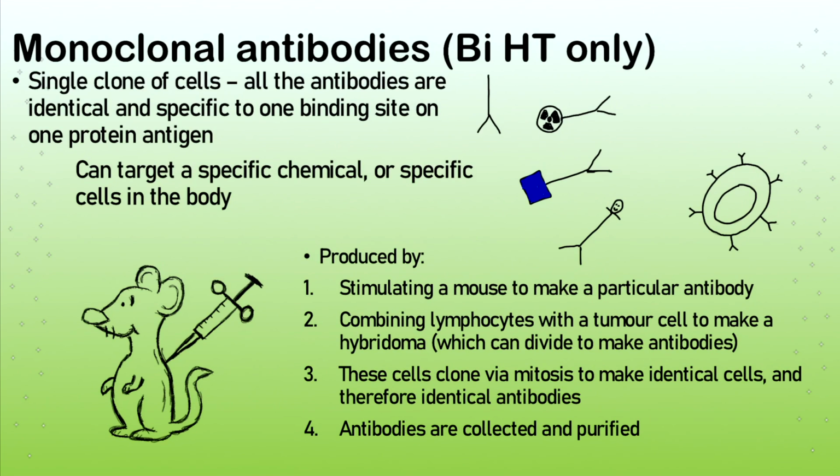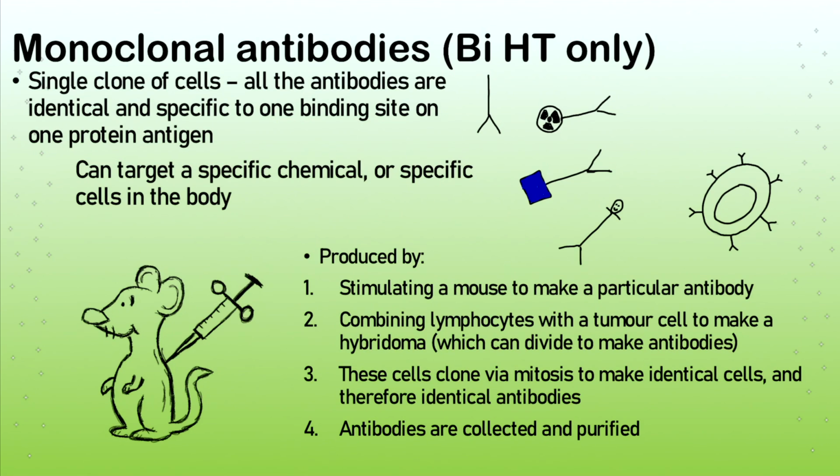One of the great focuses of biology at the moment is the study of monoclonal antibodies and trying to use them in healthcare. And these, it's a biology higher tier part only, so a very niche part of the topic. But in this, monoclonal antibodies are a clone of one type of antibody. So we take a single clone of the cells that are producing them, and these cells that are producing antibodies all produce the same ones. They're clones of each other, and so all the antibodies that are produced are identical and specific to only one binding site on one protein antigen.